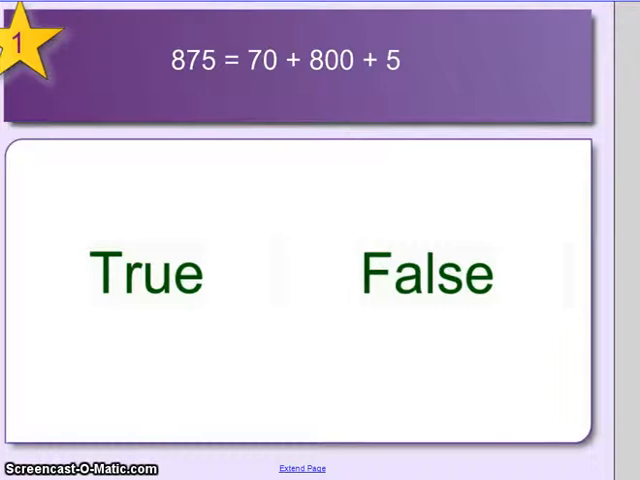Here's another question related to expanded form. True or false? 875 is equal to 70 plus 800 plus 5. And I kind of mix them up here because where's the thinking if I always put them in order? So think about that. True or false? Is this statement true or false? Well, let's see if it's false. Oh, it must be true.